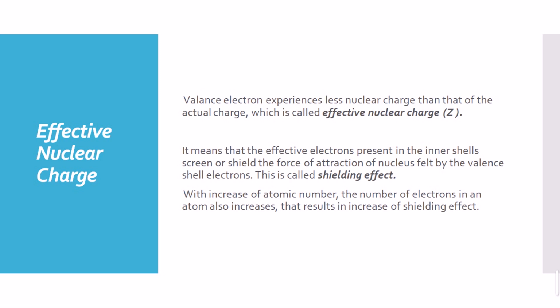It means that the electrons present in the inner revolving shells produce a screen that will shield the outermost electrons, protecting them from the attraction of the nucleus of the atom. So the screening, or the nuclear field effect, is the force of attraction of the nucleus felt by the outermost electrons, and this effect is called the shielding effect.